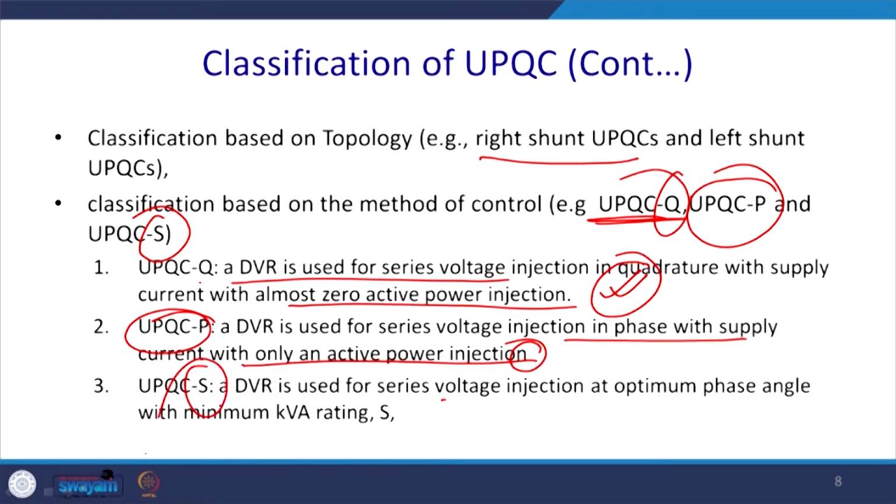So, depending on the situation, you can take more P or more Q, and ultimately you can act totally as Q, and you can act totally as P, and you can act in between also, but your apparent power rating will be constant. So, based on that, this is the overall picture of this UPQC.